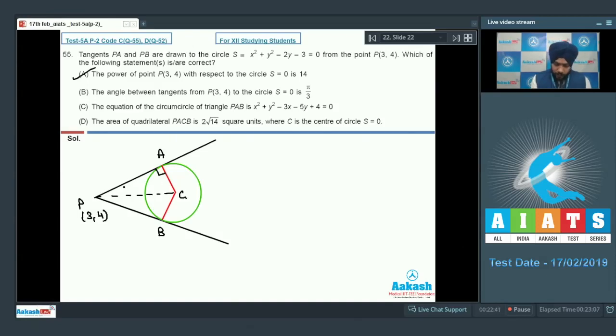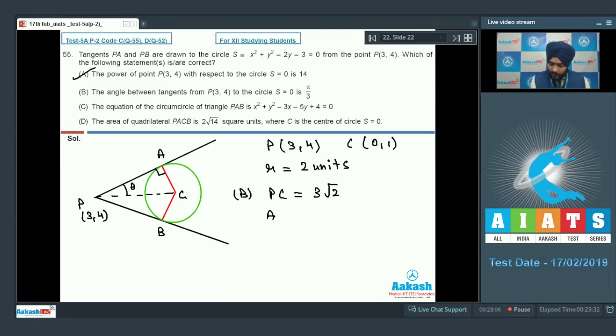This is obviously a right angle. So let this angle be theta. We have P as (3, 4). The center of the circle C is (0, 1). Radius of the circle is 2 units. So for B part I am solving. Students, PC, the value is equal to 3 root 2 and AC, the value is equal to 2 because it is the radius. Sin theta is AC upon PC and that is 2 upon 3 root 2. So that means root 2 by 3.